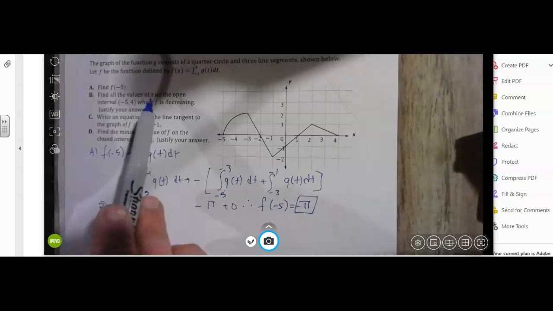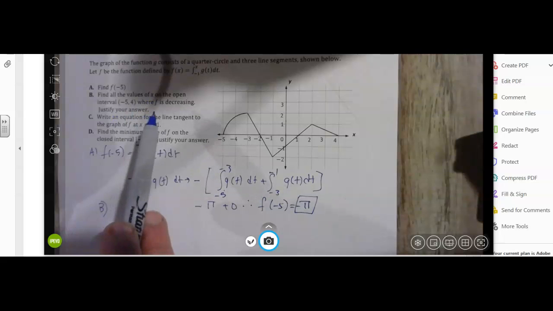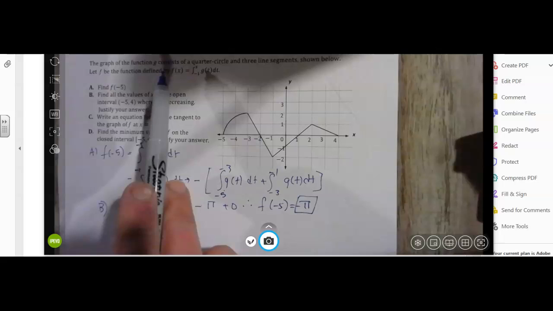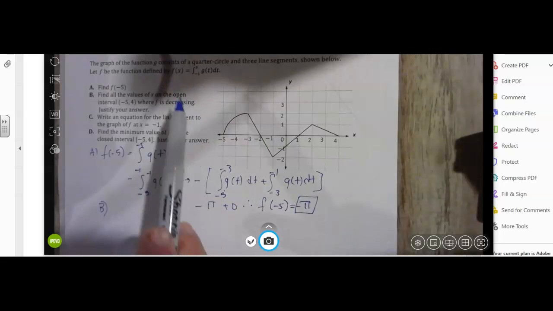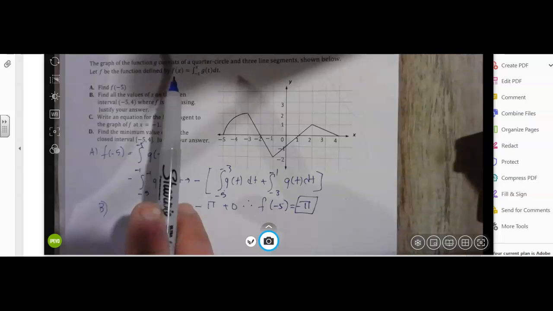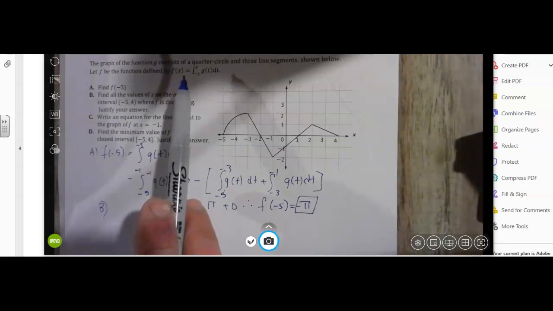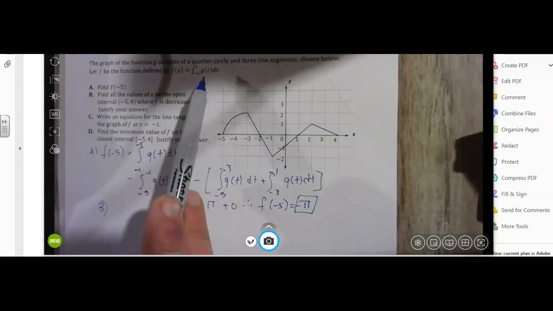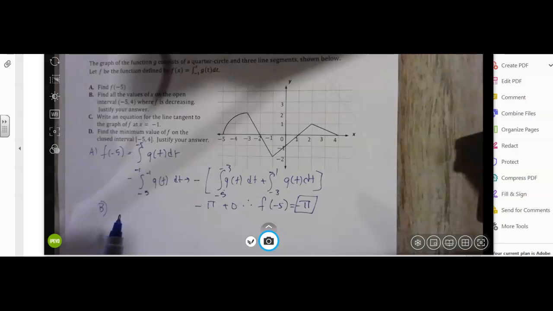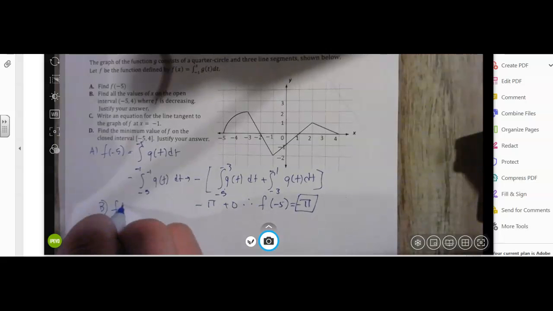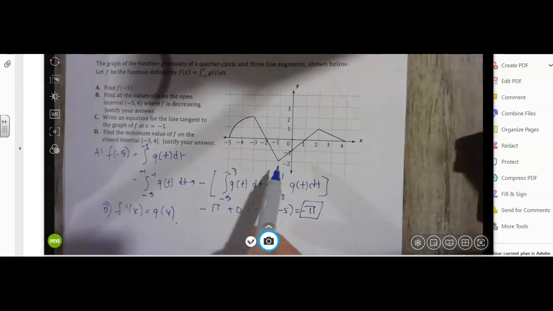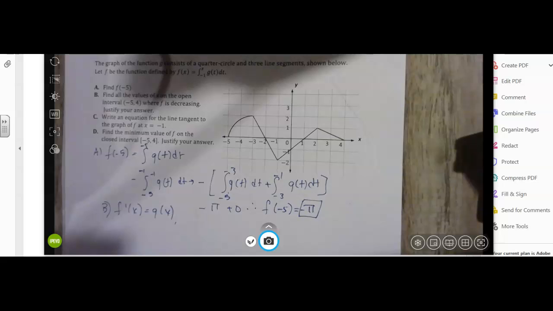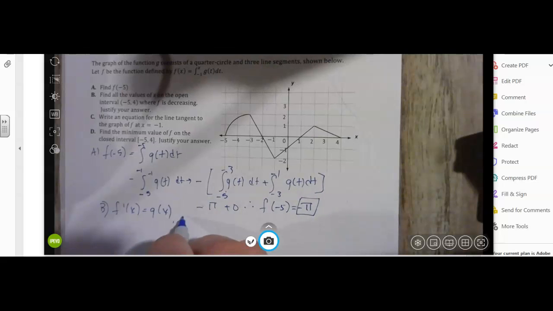Part B asks us to find all the values in the open interval -5 to 4 where f is decreasing. Well, f is defined to be the integral of this function g. So if I want to know where f is decreasing, I take the derivative of both sides, and I get f prime is equal to g of x with the fundamental theorem of calculus. So therefore we know that f prime x is really equal to g of x. So we're really looking to see where g of x is negative, essentially. So that's where f prime x is less than 0.